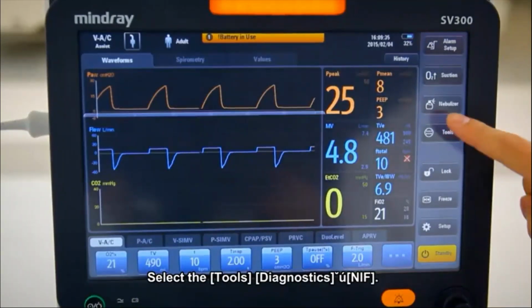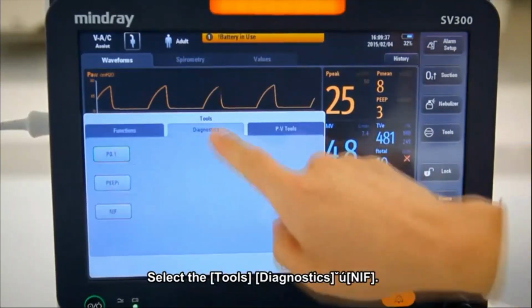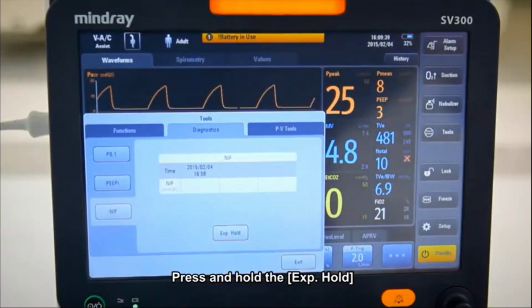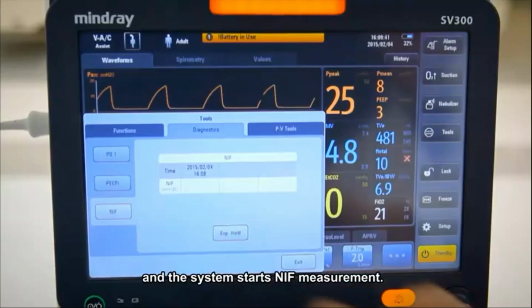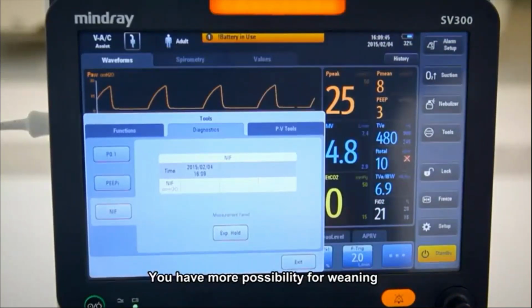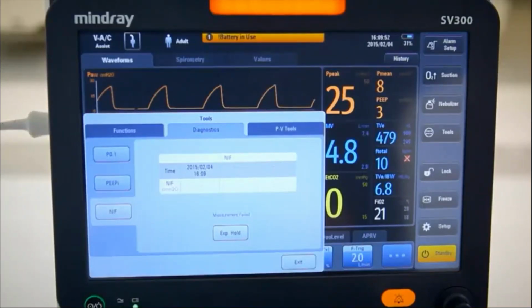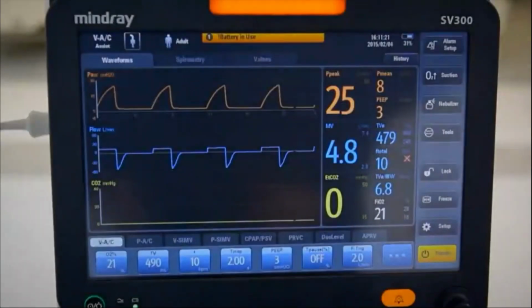Negative inspiratory force. Select the Tools, Diagnostics, NIF. Press and hold the EXP hold and the system starts NIF measurement. You have more possibility for weaning when NIF value is less than -30 cmH2O.